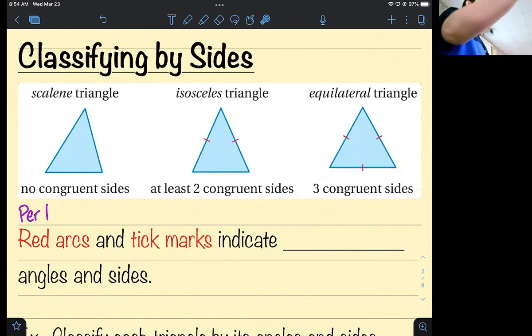So you got equiangular means 3 equal angles. Equilateral means 3 equal sides. Remember we said lateral means side. We found the surface area of our prisms. We said the lateral sides were the ones, right?